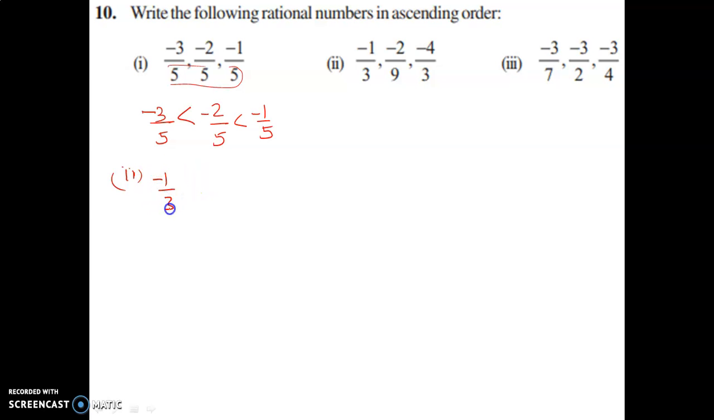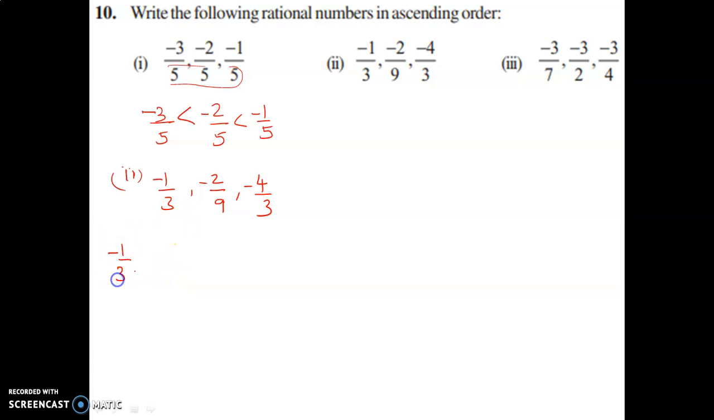Minus 1 by 3, minus 2 by 9, minus 4 by 3. Here, these two have same denominators. Only trouble is with the second. So, I will change first and third alone with denominator 9.